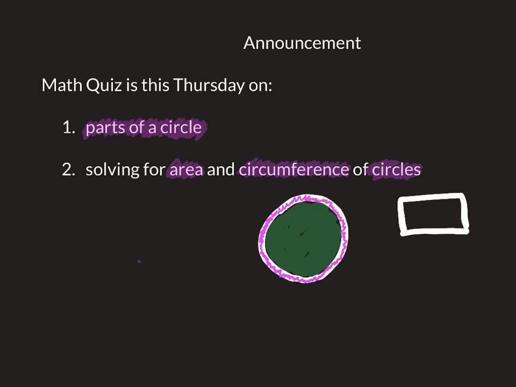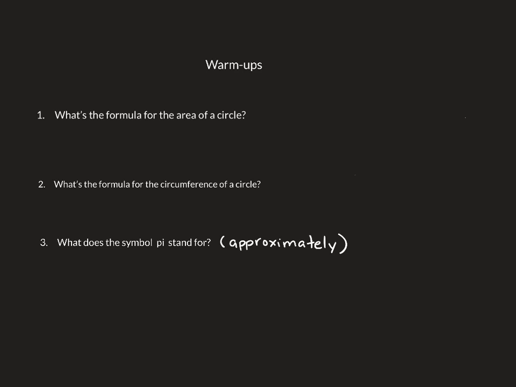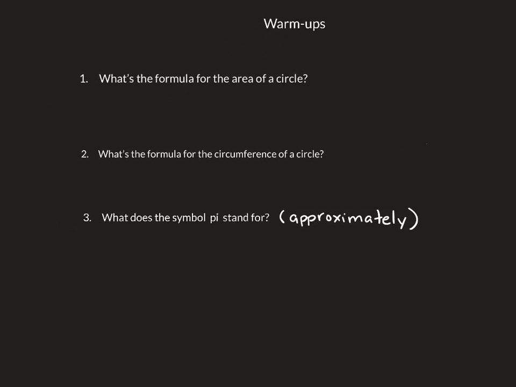To start off, let's go with a problem. Here are the problems that I want you to try for warming up. Number one, what's the formula for the area of a circle? If you need to use your notes, it's okay, but try from your memory and see what happens. Number two, what's the formula for the circumference of a circle? And number three, what does the symbol pi stand for, approximately? Go.